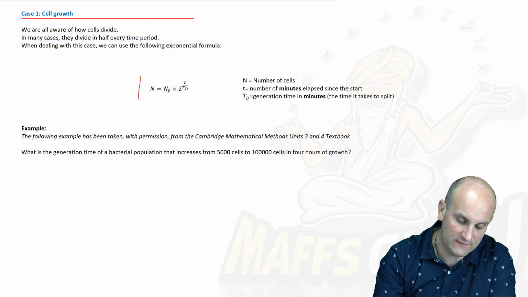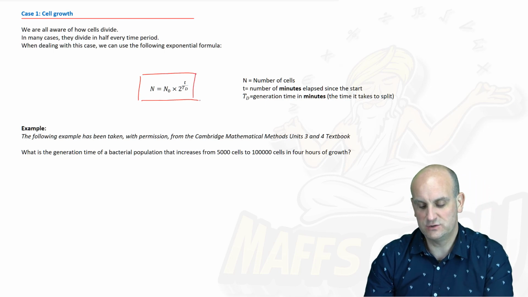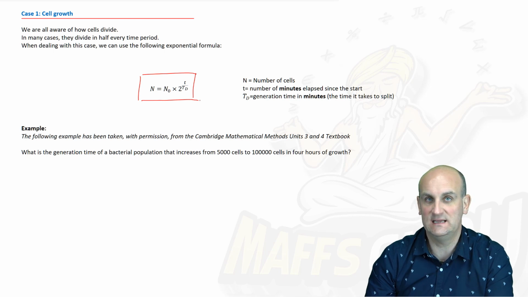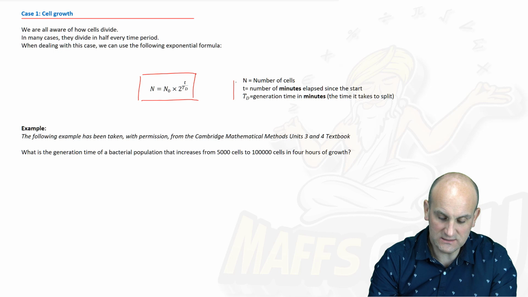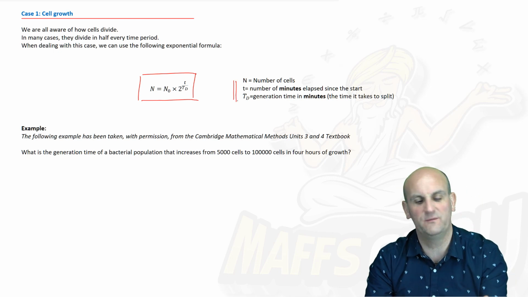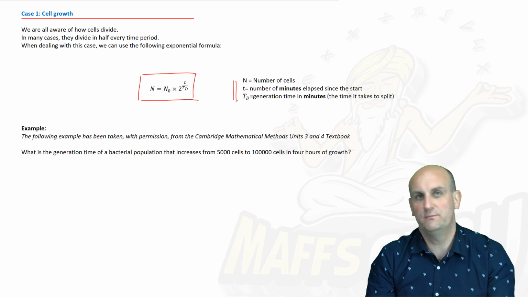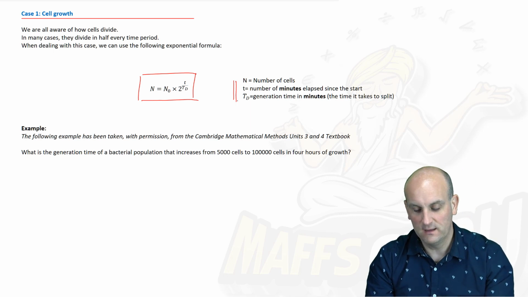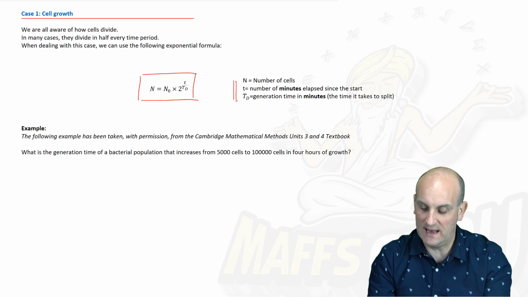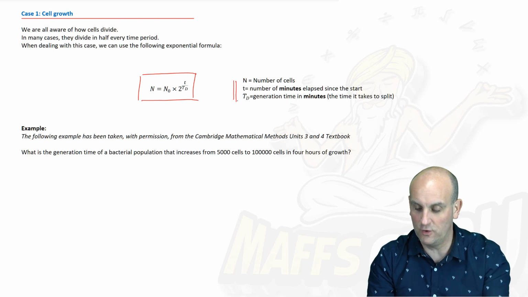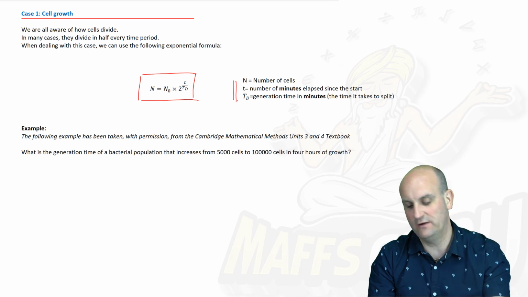So there is a formula which we can use here that says N equals N0 times 2 to the power of t on td. Now, with any formula, obviously it's important to know what it stands for. If we were looking specifically at cell growth, be it bacterial or babies or whatever else, N would be the number of cells at a particular time. t would be the number of minutes, and it's so important that it's minutes, that have elapsed since the start of that experiment or subdivision, and td is the generation time in minutes.